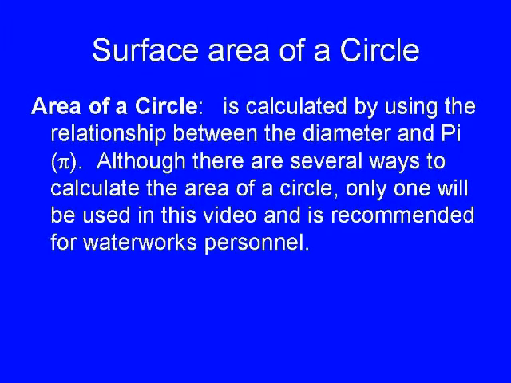Surface area of a circle. Area of a circle is calculated by using the relationship between the diameter and pi. Although there are several ways to calculate the area of a circle, only one will be used in this video and is recommended for waterworks personnel.